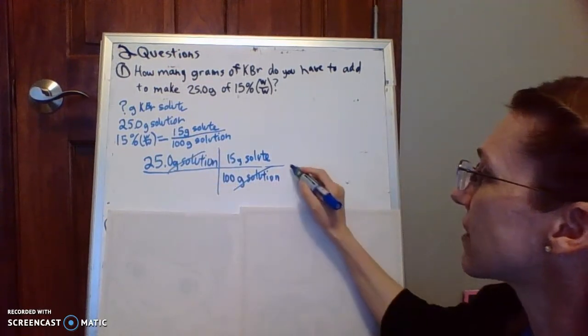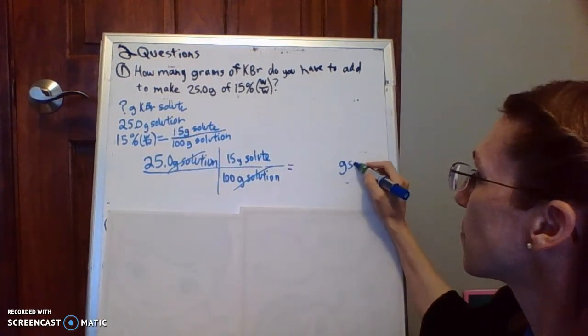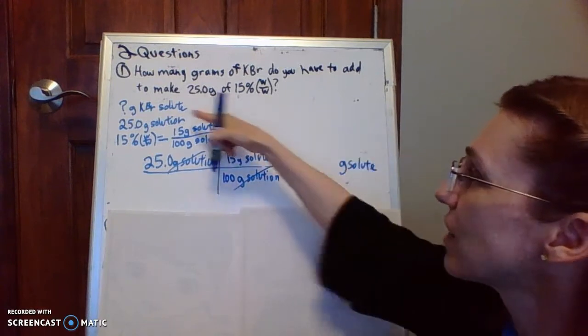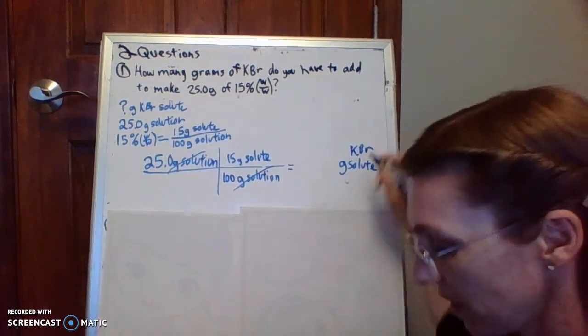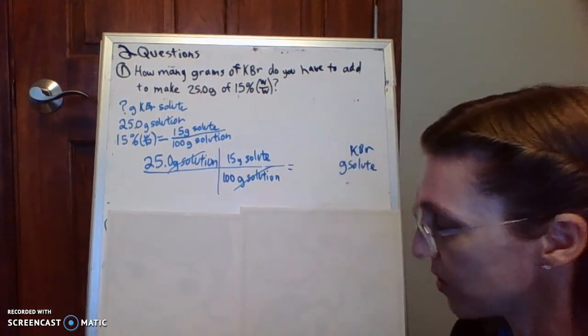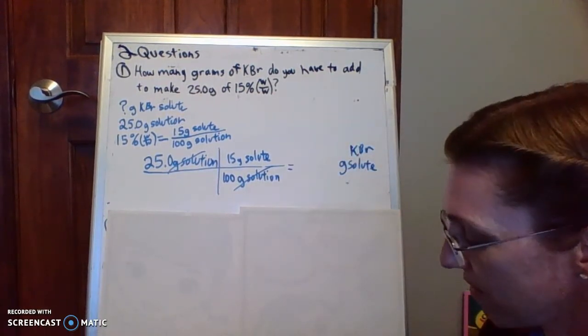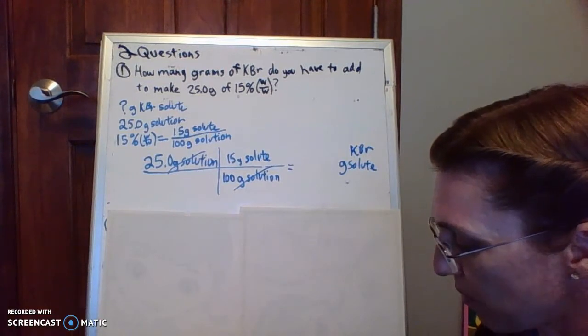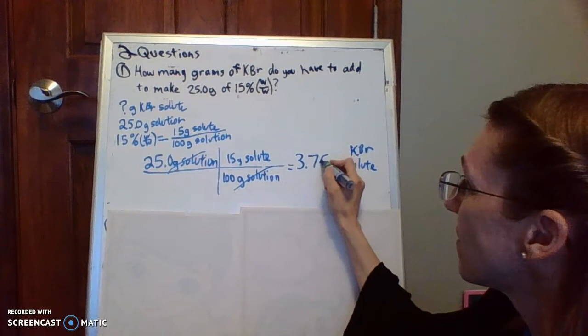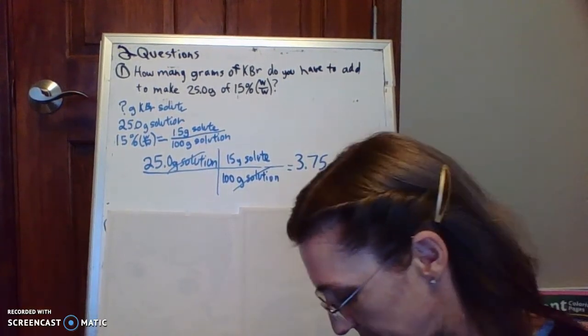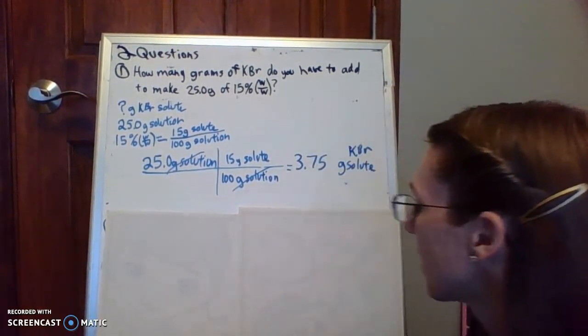Grams of solution cancels out. The only thing we have left are grams of solute, and in this case it's the KBr, and that is exactly what we were looking for. So we can go ahead and do this calculation. 25 times 15 divided by 100 equals 3.75 grams of KBr.